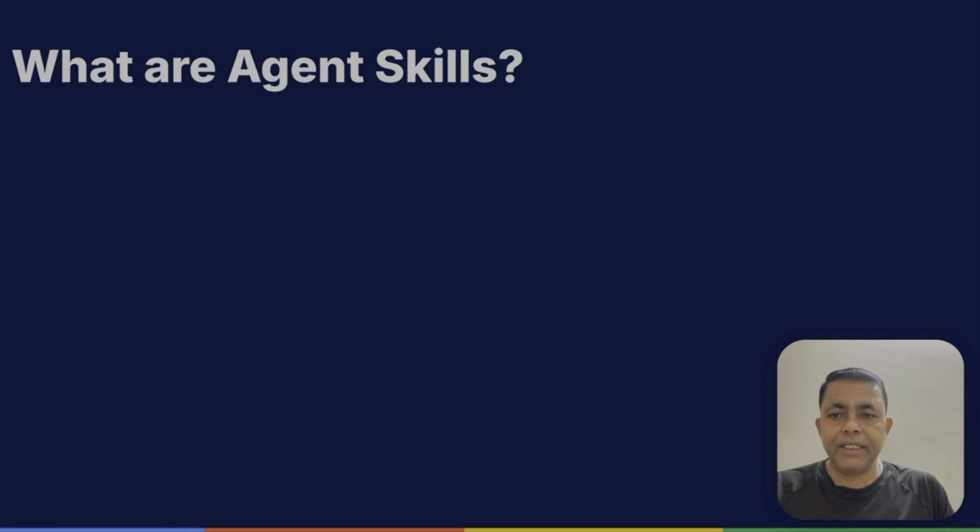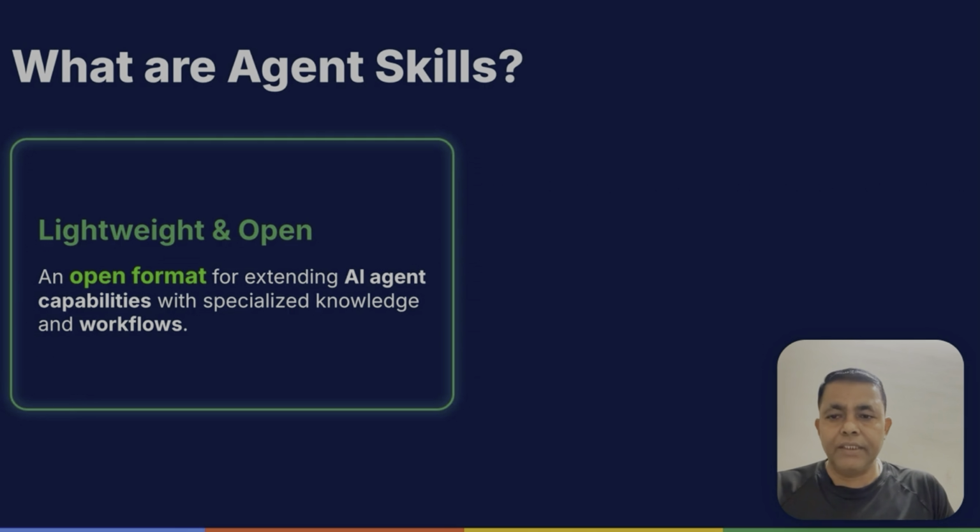So, what are agent skills? Agent skills are an open format for extending agent capabilities with specialized knowledge and workflows. So remember, agent skills are an open format and hence can be used across multiple AI agents. It is used to extend the capabilities of an AI agent. So if you are using an AI agent and you want to extend the capability, you will create an agent skill.